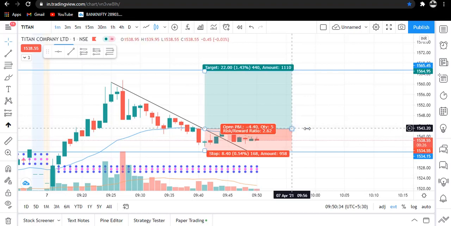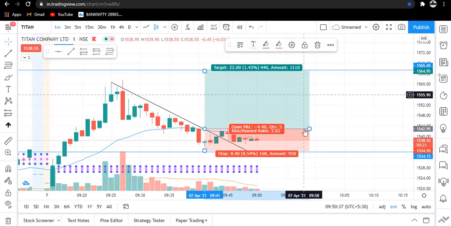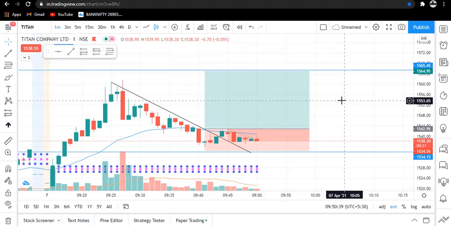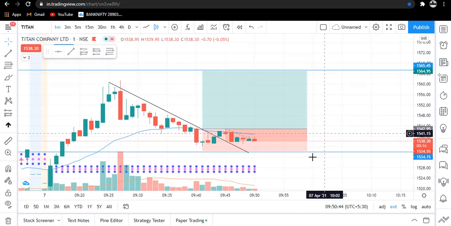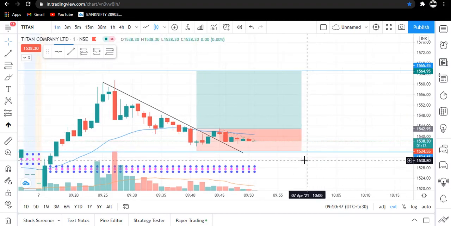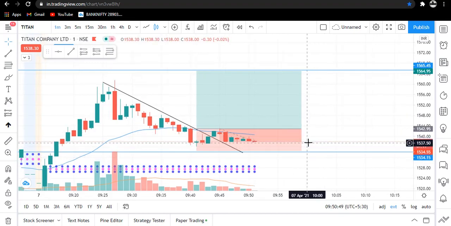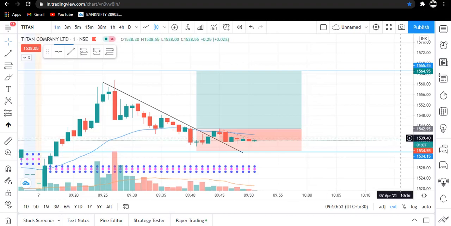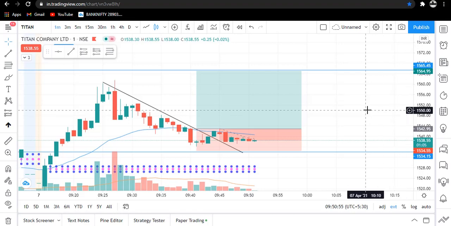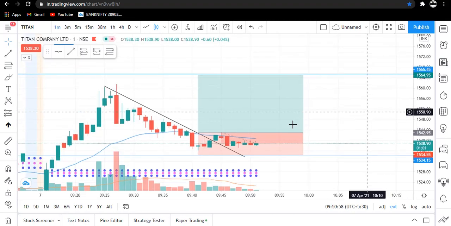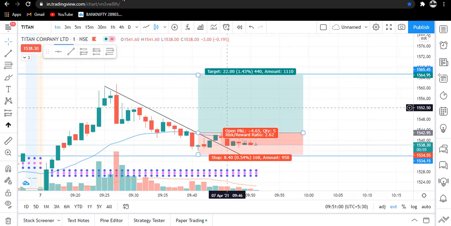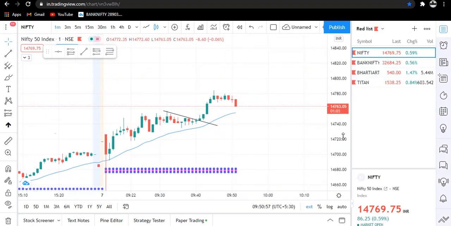Okay traders, so this is the target and here is the stop loss. After taking the trade, price is showing some downside momentum, but it's okay, we have set a stop loss, so we will wait. Till then, let me explain the setup which I am using in this trade. First we went on to the chart of Nifty.